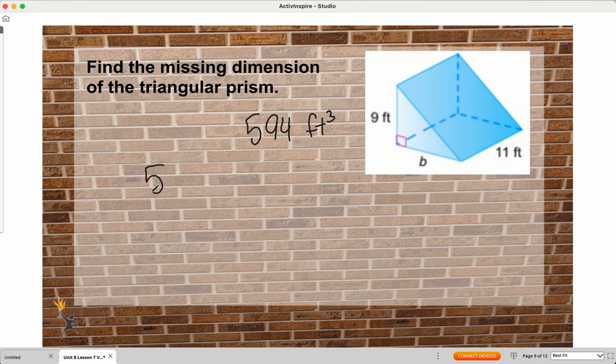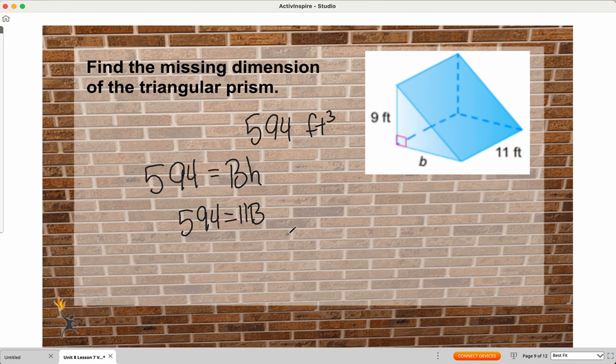You're right, volume would be 594 equals big B times H. Well, let's think about what I do have. I have all my formulas. Do I have big B and H? I have little b, but I don't have big B. So I've got to work my way through it to figure out how this works. So I've got 594 equals big B times 11, that's my height.